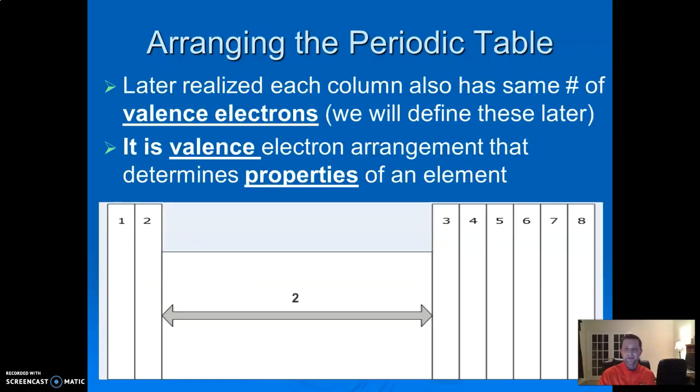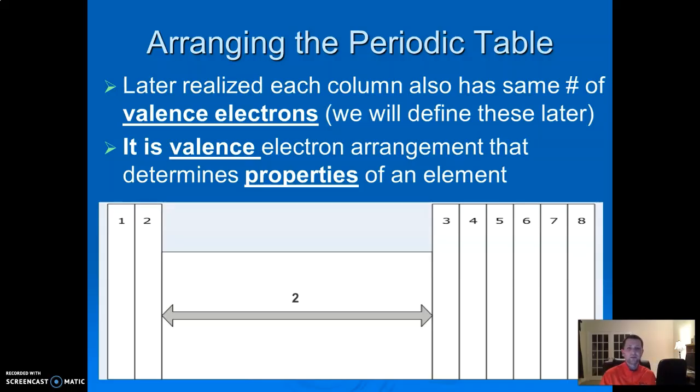Something else that we realized after a while was that each column has the same number of valence electrons. Now, we haven't really defined what a valence electron is. We'll formally define that a little bit later, but they are super important in terms of chemical and physical properties of an element and what they react with, what they bond with. So a quick definition of a valence electron, if you want to know: a valence electron is an electron in the outermost level of an atom.